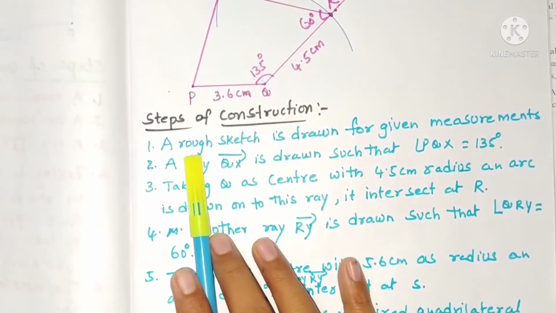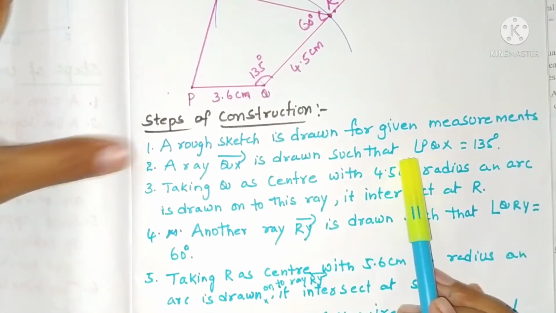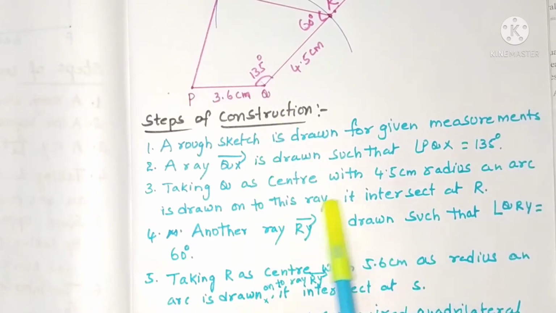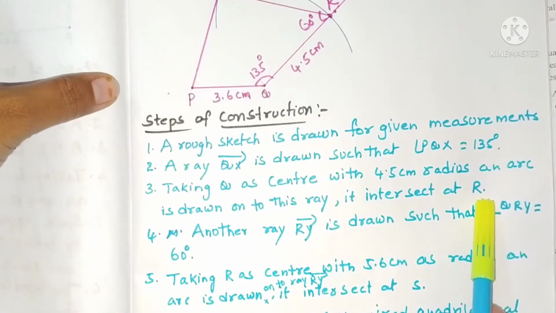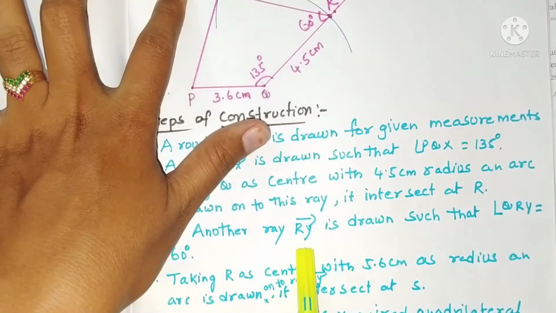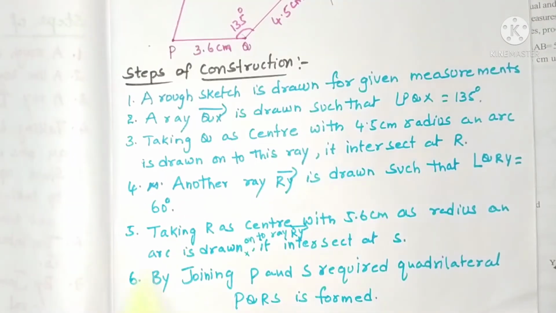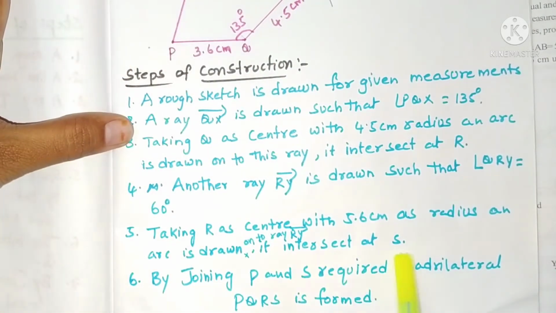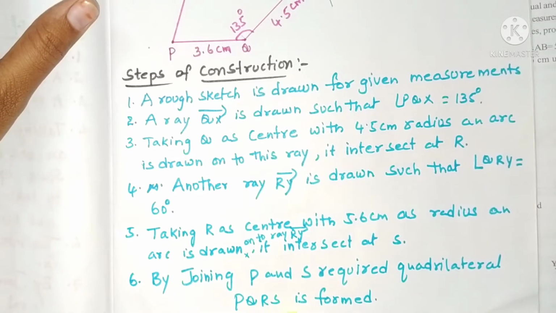Steps of construction. First one, a rough sketch is drawn for the given measurements, and next a ray QX is drawn such that angle PQX is equal to 135 degrees. Taking Q as center with 4.5 centimeters radius, an arc is drawn onto this ray. It intersected R. Next, another ray RY is drawn such that angle QRY is 60 degrees. Now, taking R as center with 5.6 centimeters as radius, an arc is drawn onto the ray RY. It intersects at S. Next, by joining P and S, required quadrilateral PQRS is formed.